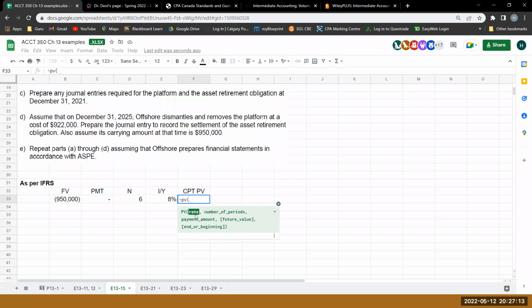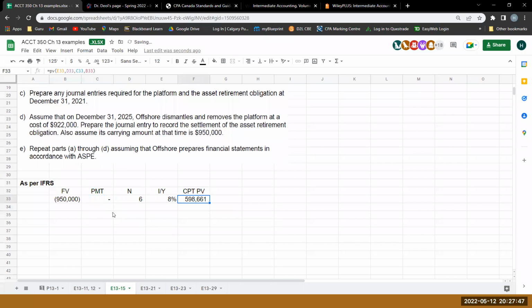So Google Sheets says, tell me first, what's the rate? My rate is 8%. So I click there, comma. What's your number of periods? Well, that's 6, comma. What's your payment amount? Well, it's 0. What's your future value? Negative 950, because I expect to pay. And then the last little bit is the type. Well, the default is end of the period, so you don't have to put anything.